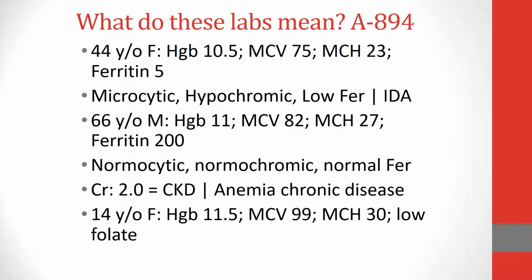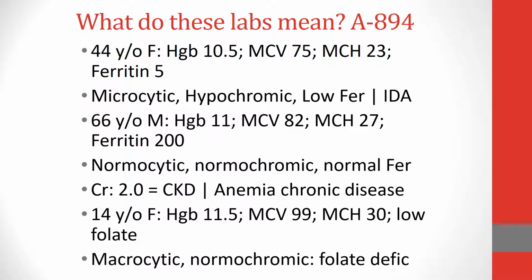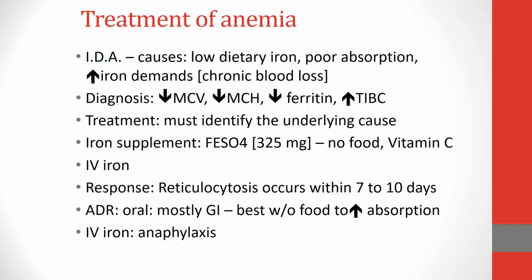Last one, your 14-year-old. She's a macrocytic, normal chromic. She's got a folate deficiency. She's eating either too much McDonald's, maybe she's a little bit anorexic. Something's going on there with her diet. Maybe, who knows? Maybe she just hates greens. We don't know. Now, on to our treatment.